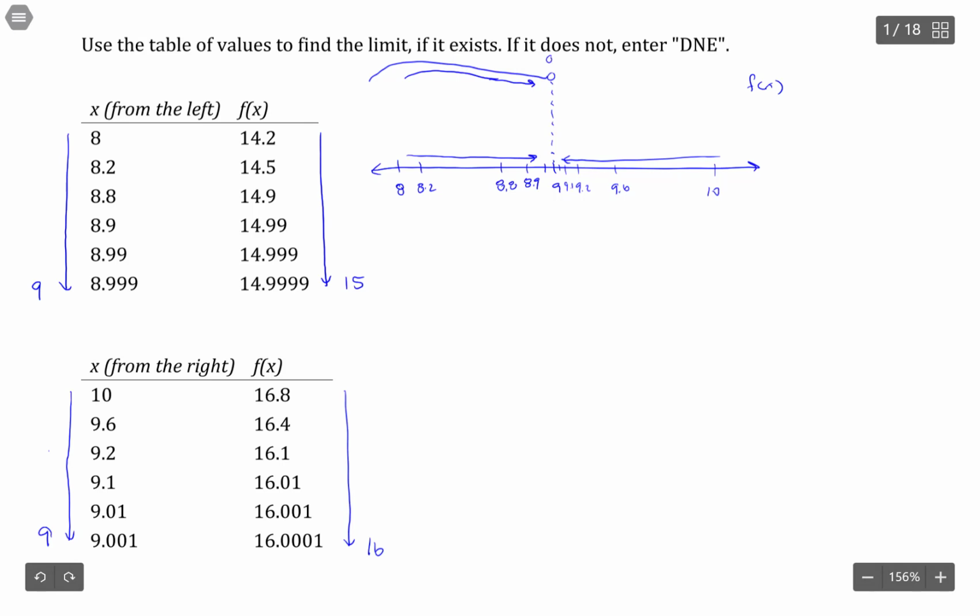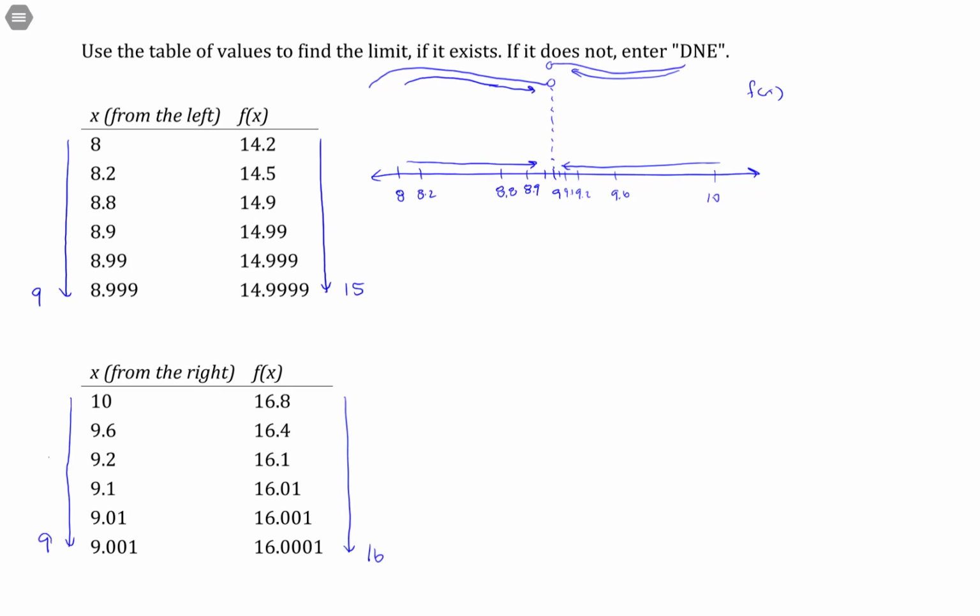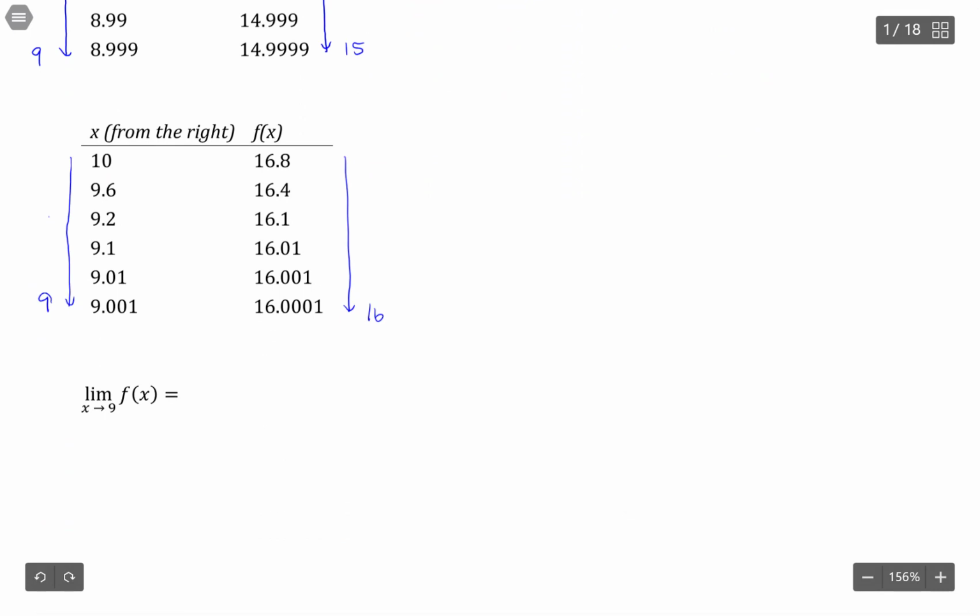So what's happening here is the y values on this side are not approaching the same number as they were on the left. So if the limit from the left and the limit from the right do not agree, what we say is this limit does not exist. So when we give our answer, we just say this one does not exist.